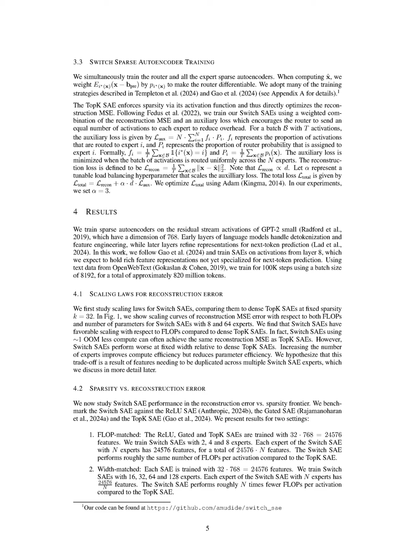During the forward pass, the input is routed to the selected expert, which processes the input and generates the output reconstruction. The training of the switch SAE involves simultaneously optimizing both the router and the expert SAEs. The total loss function combines the reconstruction loss, which measures the difference between the input and its reconstruction, and an auxiliary loss that encourages uniform routing across the experts to prevent overloading any single expert.